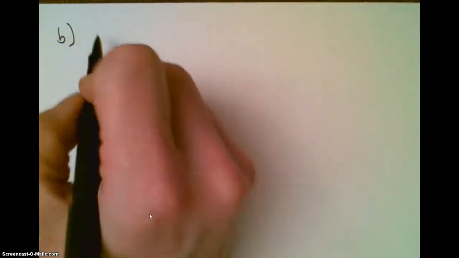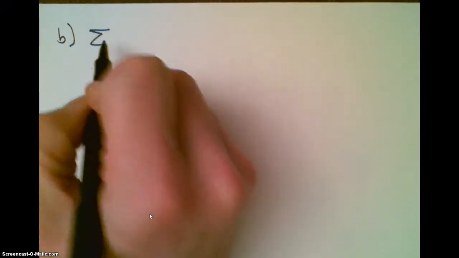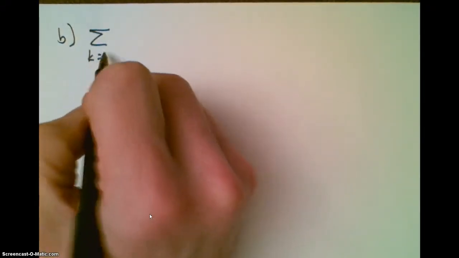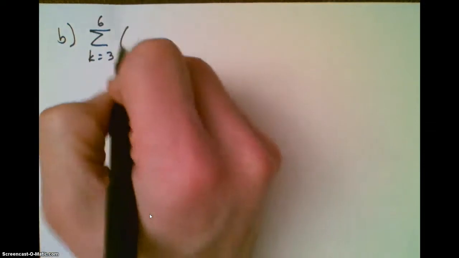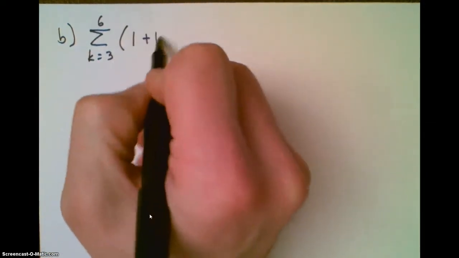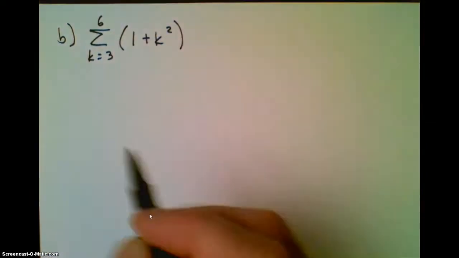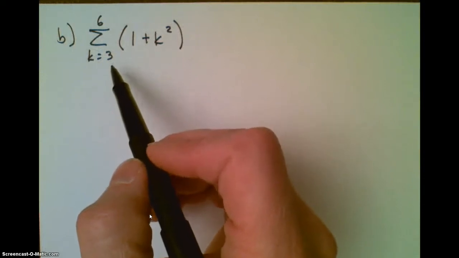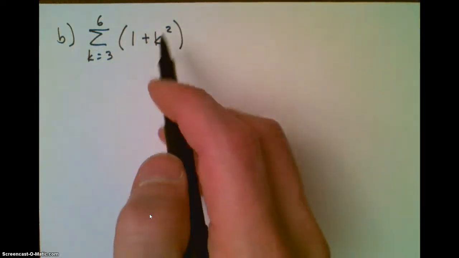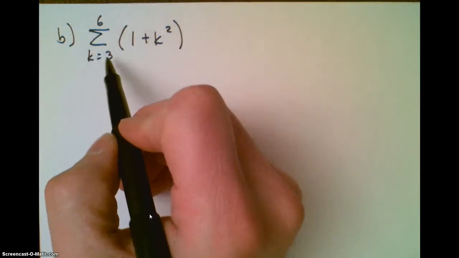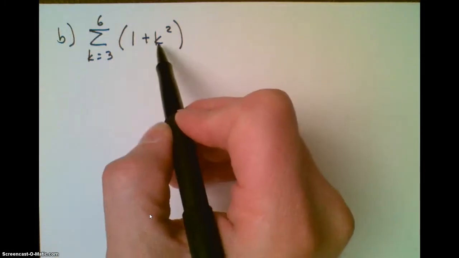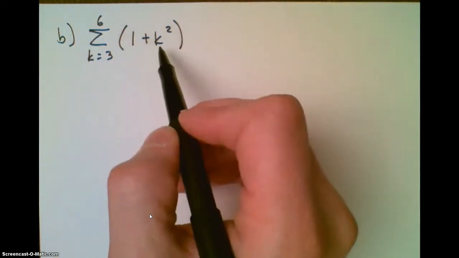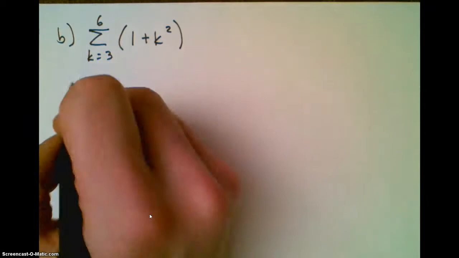Alright, let's try another example. Part B, I want the sum as k goes from 3 to 6 of 1 plus k squared. So notice this time we're not starting at 1, we're starting at 3, and I'm using a different variable, I'm using k. So I'm going to plug the numbers 3, 4, 5, and 6 in for k, figure out what those expressions are, and then add them all up.